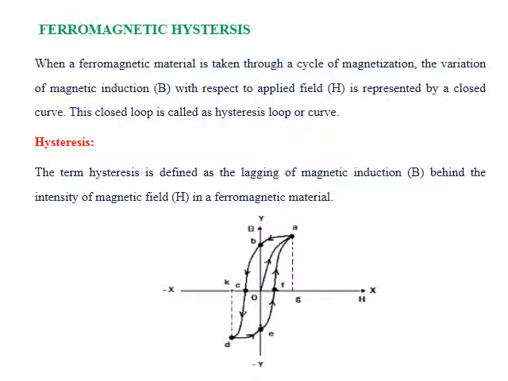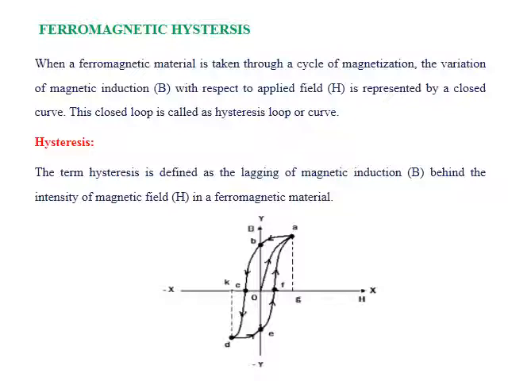Next important topic on this ferromagnetic material is ferromagnetic hysteresis. From this you can understand the ferromagnetism much more elaborately. When a ferromagnetic material is taken through a cycle of magnetization, the variation of magnetic induction with respect to the applied field is represented by a closed curve. This closed curve is called the hysteresis loop or hysteresis curve.